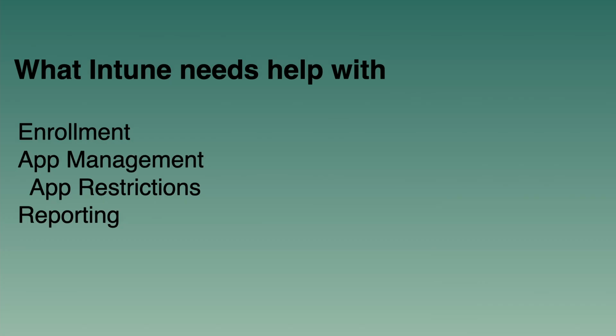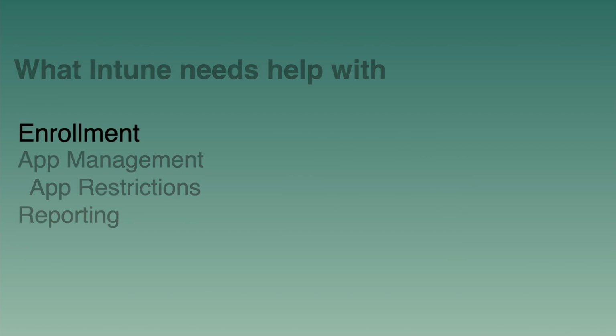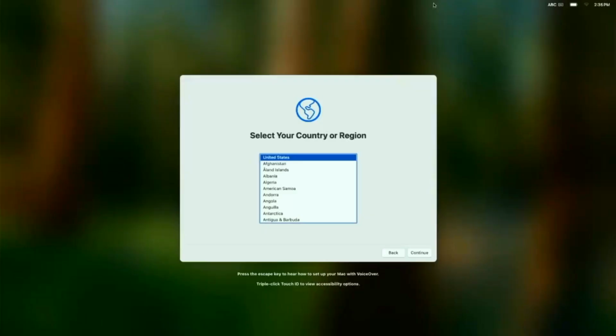This is the process in which the user actually gets the device, unboxes the Mac, and is ready to use it from the get-go. Then app management, which is app distribution and app patching. App restrictions, as well as the reporting provided to an admin within Intune. So again, we'll look at enrollment first, and this is just a recording we have. This is an automated device enrollment, using modern authentication with user affinity.